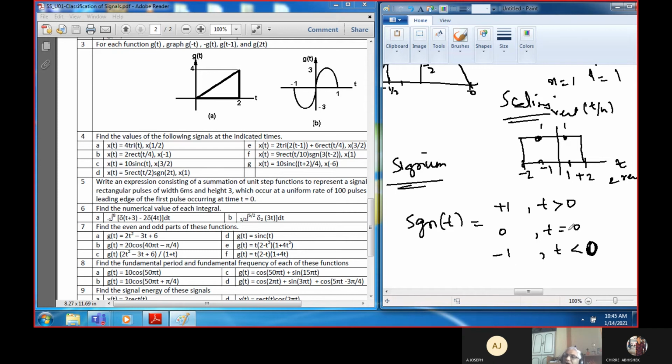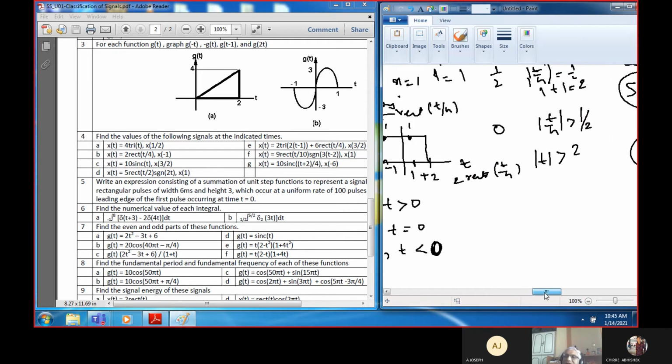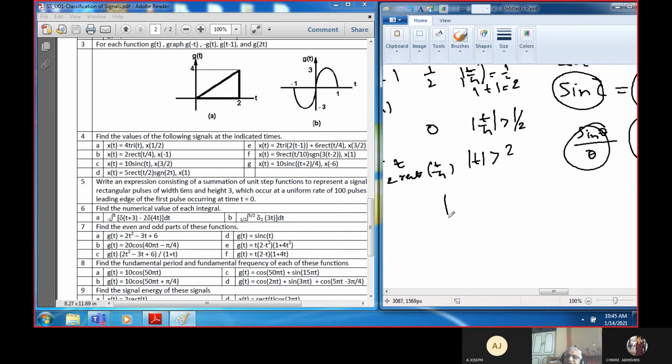Okay, now how do we plot this one? How do you plot the signum function? So we plot the signum function like this. This is t, this is signum of t, this is 0. For all values of t greater than 0, it is plus 1. For all values of t less than 0, it is equal to minus 1. That's all. Okay, now this is the signum function.